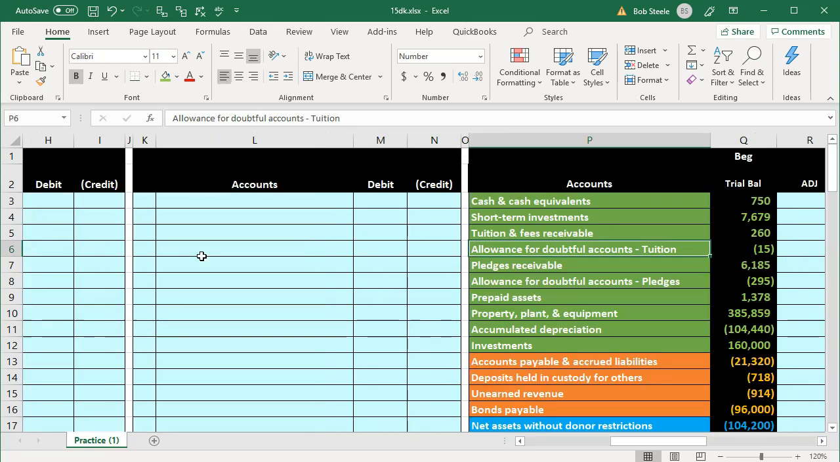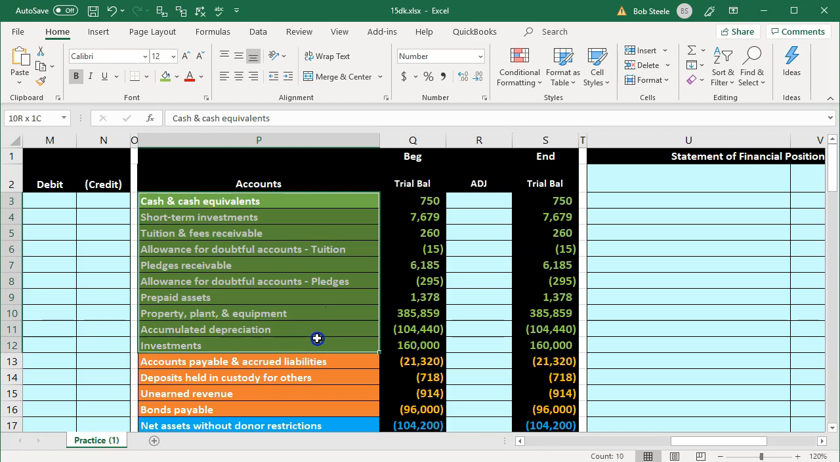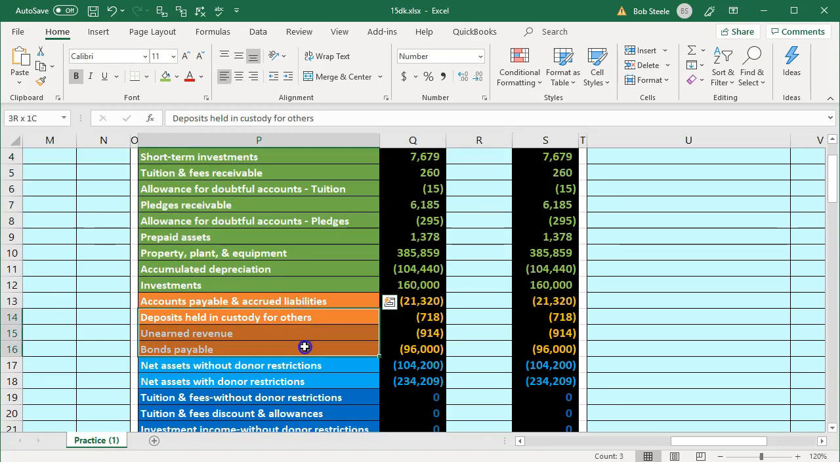We will then post that general journal to our trial balance worksheet, this being the beginning balances, this being where we're going to post it in that blue area, giving us the ending balances. We'll then create the financial statements from the ending trial balances. Considering the trial balance worksheet, note that it will be in order and that the assets will be green. The liabilities will be orange.